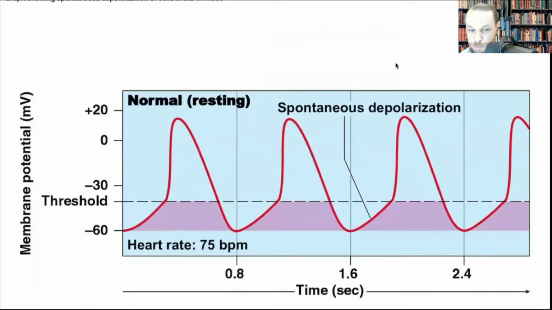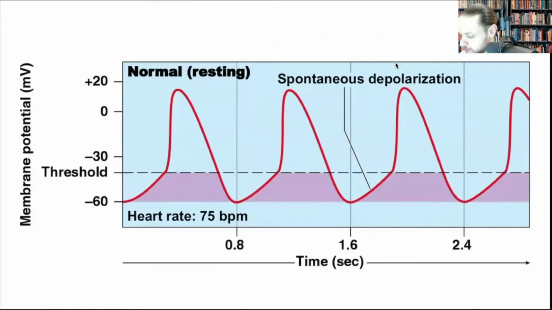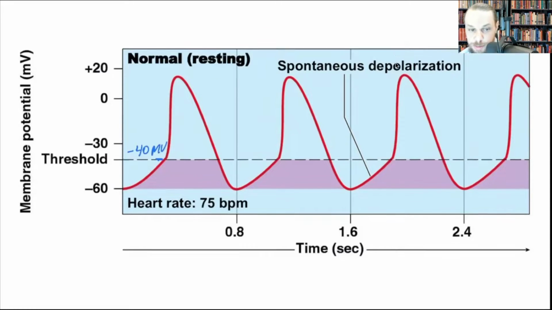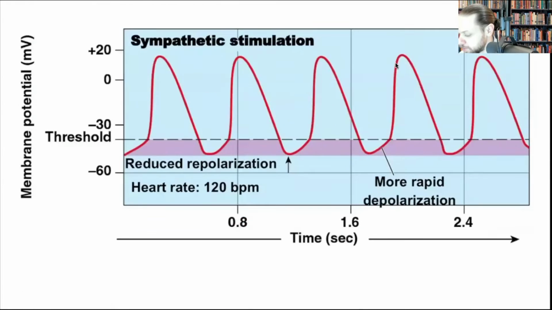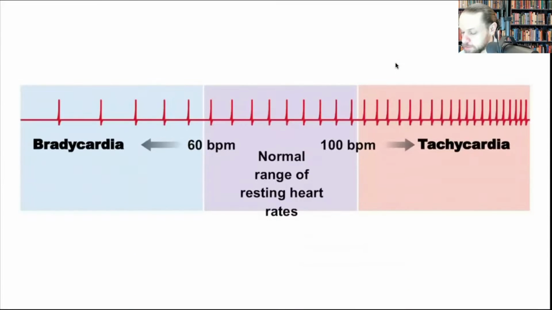This is just a close-up view for this. So they show you threshold here. Let's say this is minus 40 millivolts, just using an arbitrary number. And they're depicting here the SA node. So we just saw, obviously if your heart rate is slow, there's less depolarization signals. If your heart rate is fast, you have faster depolarization signals.